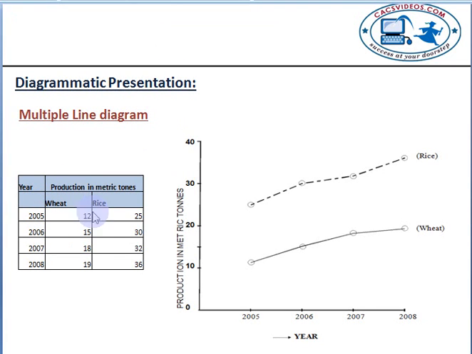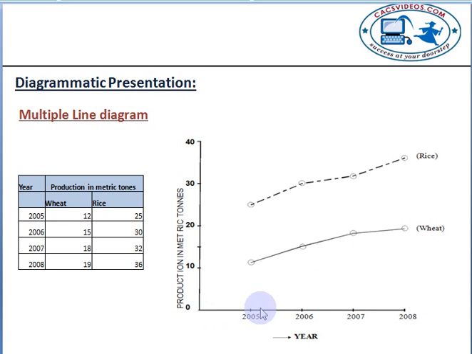See here, the same tabular format is represented in diagrammatic format in the form of a line diagram. Here we have two different items, right? First is wheat, another is rice. So the first line is for wheat, and the second, dotted dashed line is for rice. In 2005 rice production was 12, so we will put one dot here. In 2006 rice production was 15, so we will put one dot here. Similarly, we put one dot for 2007 and 8, and finally you just join the line.